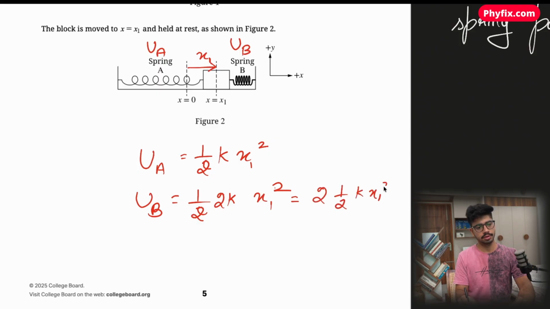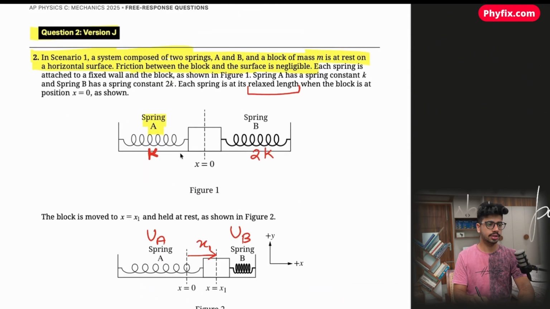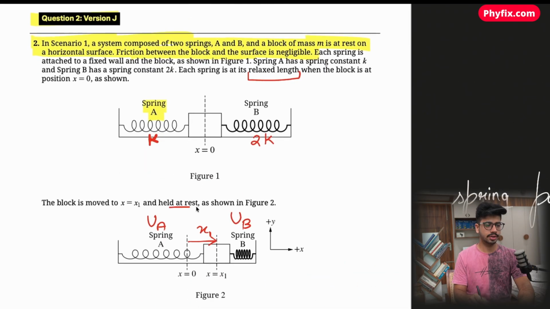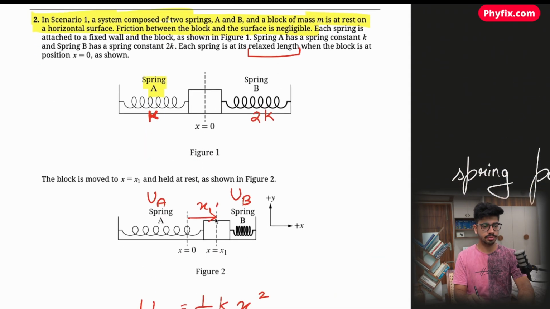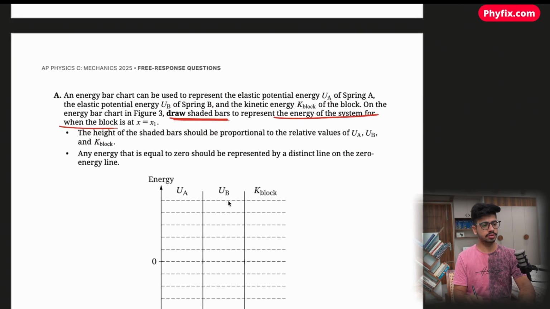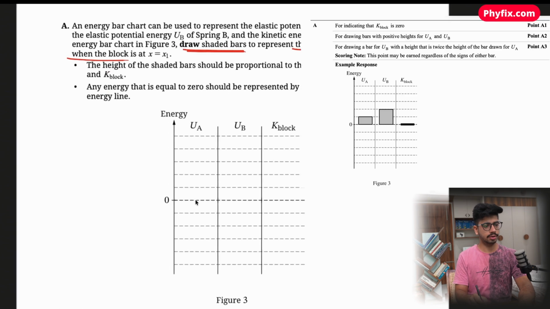So whatever bar you make for A, we have to make double that for B. And because, as per the question, the block is held at rest at this position, there is no kinetic energy, so kinetic energy will be zero. So let's make the bar graph.